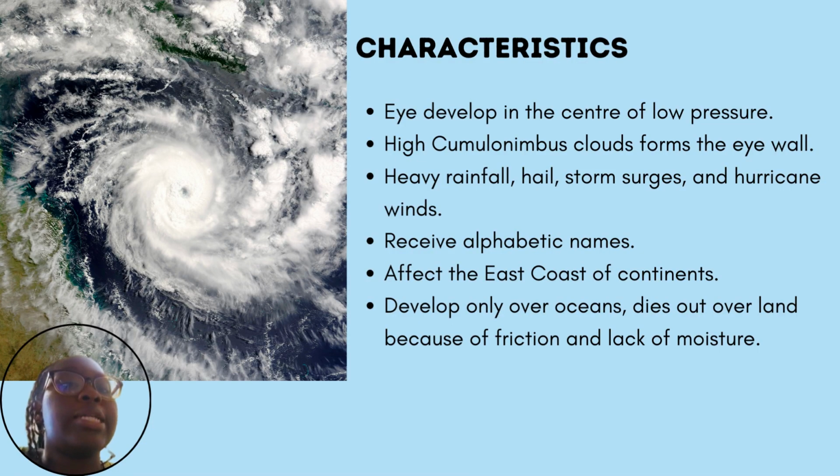hurricane winds. Again, as I mentioned earlier, it receives alphabetical names and affects usually the east coast of continents, and that's because of the positioning next to oceans. It develops only over oceans and dies out over land because of friction and therefore the lack of moisture. So we need that moisture that will sort of feed the system consistently.